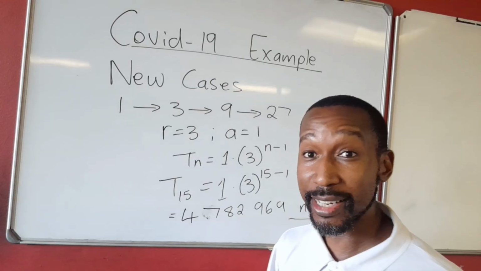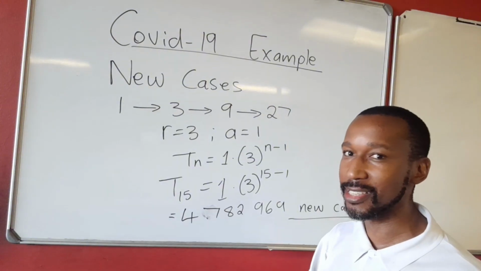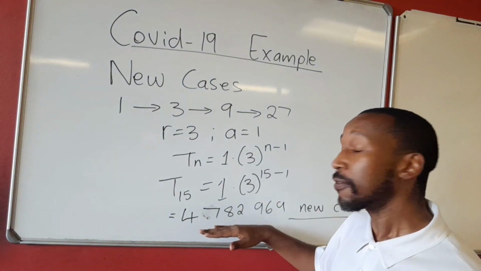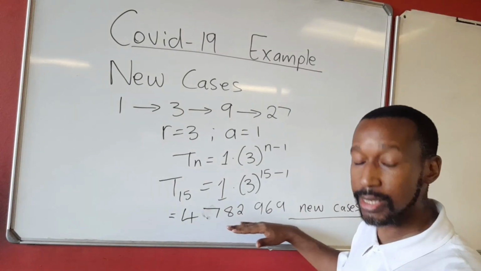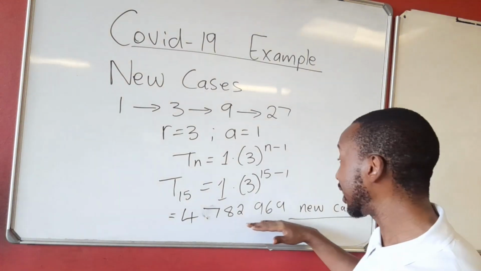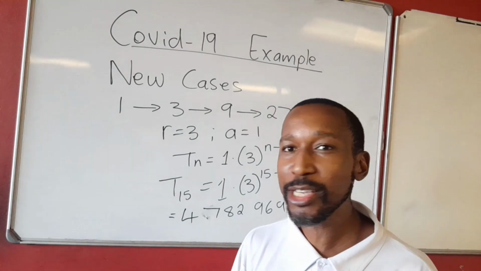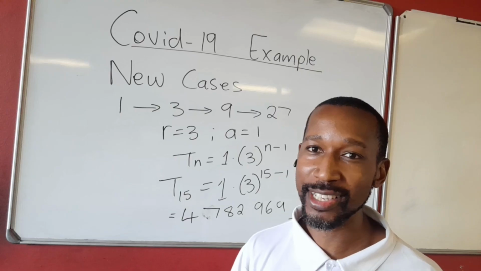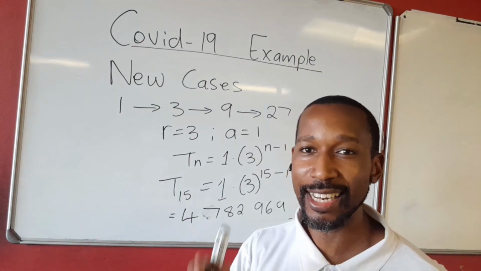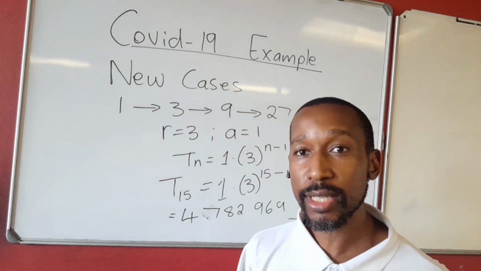Imagine you being the president and you get to be shown this. After day 15, you can even try day 16 and 17, see how shocking it gets. After 15 days, the new cases in the country would be 4,782,969. That is a huge portion of the population. So that is why he had no other choice, guys. He had to close the country down with immediate effect as soon as possible to save lives.